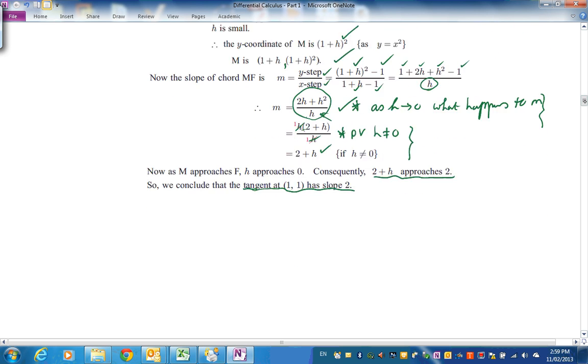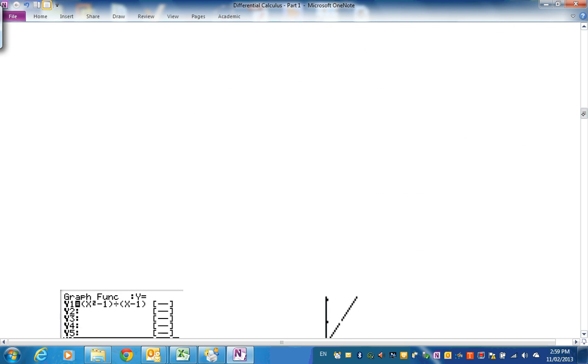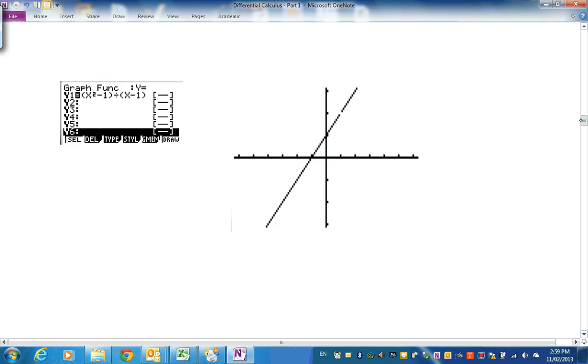So come down here with me. And I've drawn a graph of this function here. X squared take 1, divide by x take 1. So let's have a look. Y equals x squared take 1, divide by x take 1. Let's see if we can simplify it. Can you see this is undefined at x is 1, because you're dividing by 0.